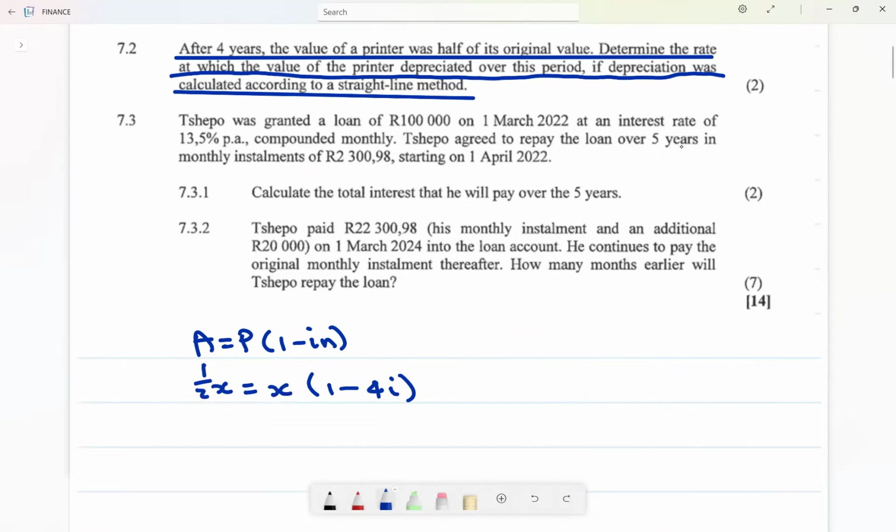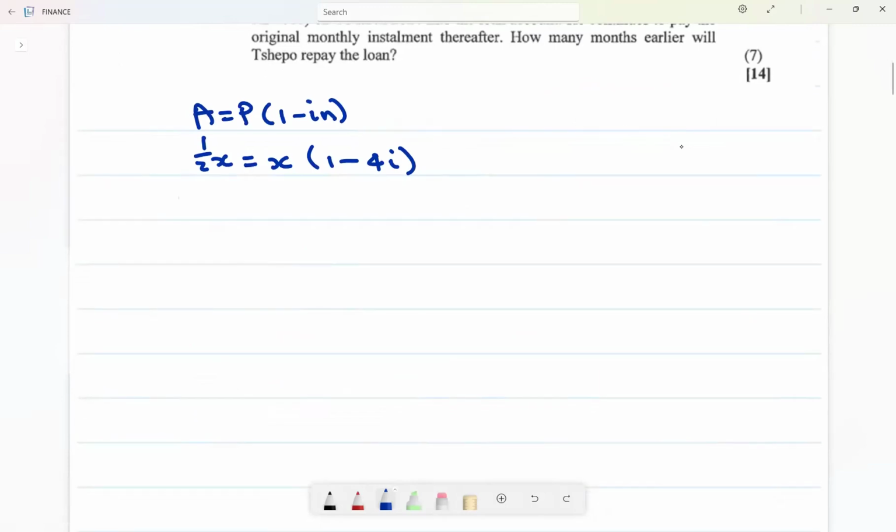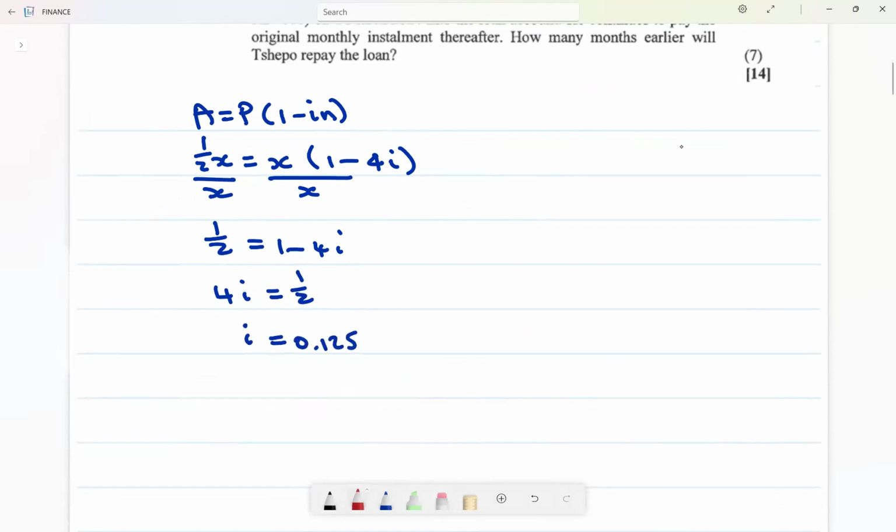Okay, and then I'm going to divide by x on both sides, and then I get half equal to 1 minus 4i. Then take 4i to the other side. 1 minus half is basically half. And then half divided by 4 is 1 divided by 8, which is 0.125. And then I multiply that by 100, and I get my rate to be 12.5 percent. Really straightforward and easy.